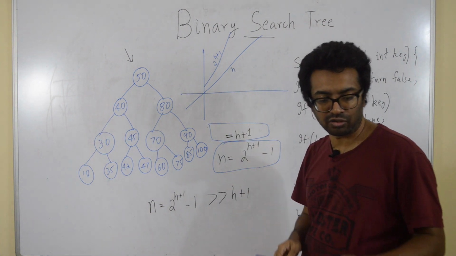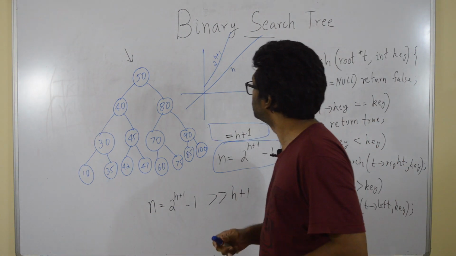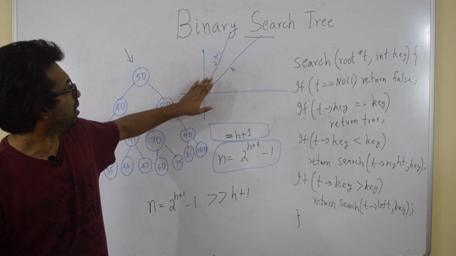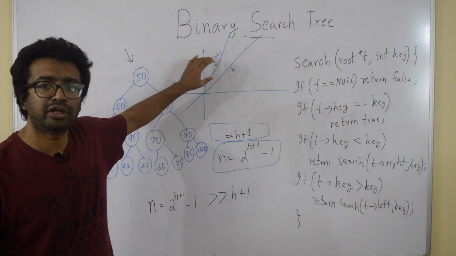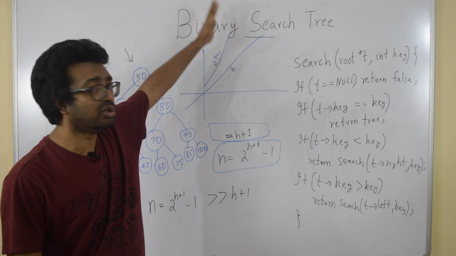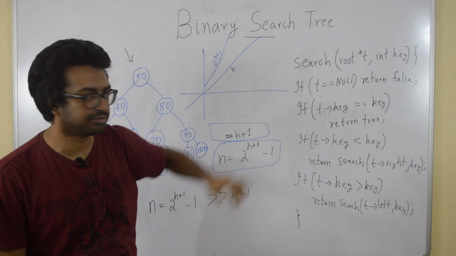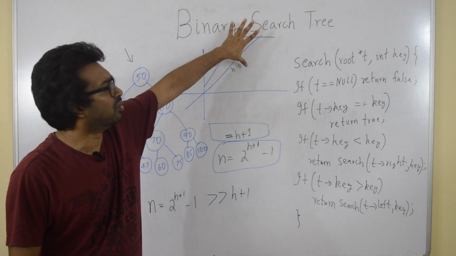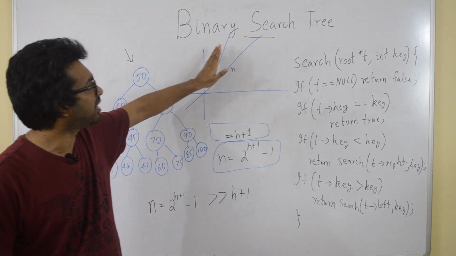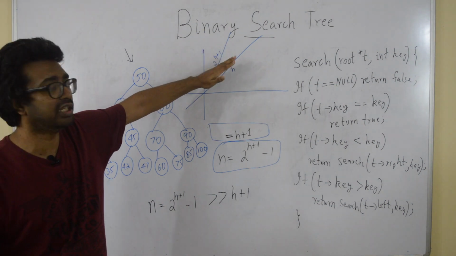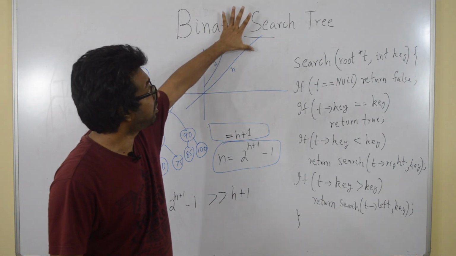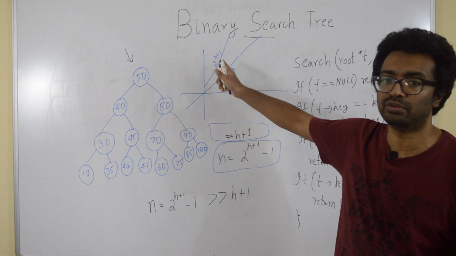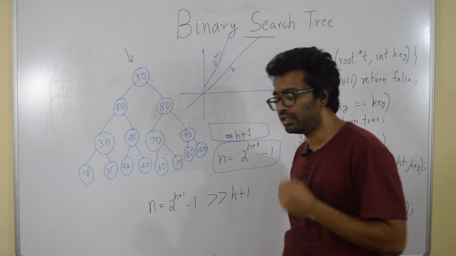Okay, so I have drawn the two graphs for 2 raised to h and h. The point I am trying to make is that 2 raised to h is growing very fast compared to h, and this gap is increasing very fast. So this is an exponential function and this is a linear function, and this is expanding very fast. The growth is very much bigger for 2 raised to h compared to h, and it has its consequences.